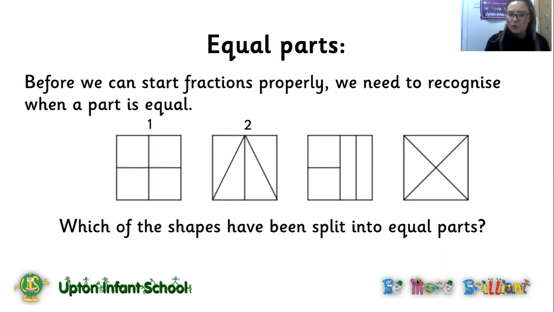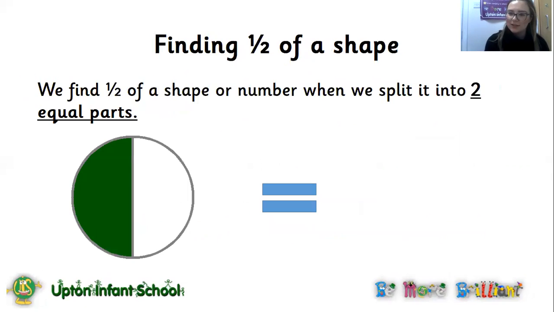Okay, here's the numbers for all of them, 1, 2, 3 and 4. Okay, is everyone ready? Let's have a look, let's see which ones have been split equally. So well done if you got number 1, well done if you got number 4, and well done if you got number 2 as well, because number 2, even though it looks a little bit strange, they still have all got the same amount for each part.